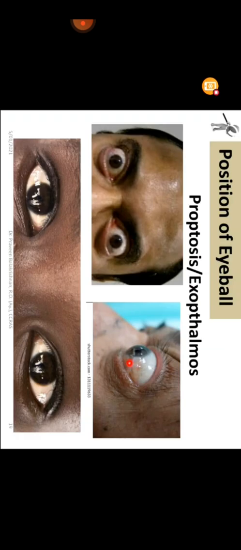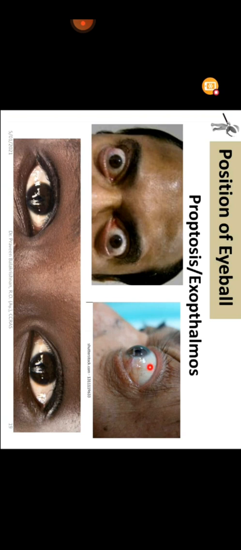Okay, this picture and this picture. You can see that the eye is protruding outside from the orbit. This kind of protrusion, which is occurring due to a non-metabolic cause, that is a non-thyroid cause, is called proptosis. And if it is occurring due to a thyroid abnormality, it is called exophthalmos. So please remember this. Now, how can you identify whether the eyeball is inside its socket or not?